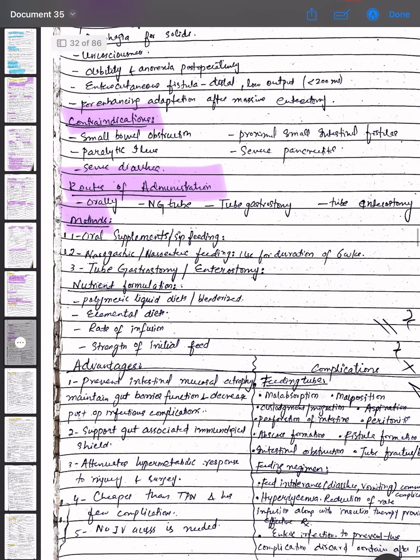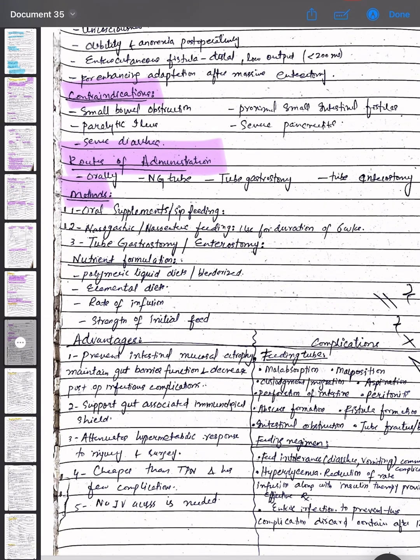These are oral supplements or sip feeding, nasogastric or nasoenteric feeding, used for a duration of 6 weeks. Tube gastrostomy and enterostomy are the routes of administration, or methods of administration, for enteral feeding. Nutrient formulation: polymeric liquid diets or elemental diet, rate of infusion and strength of initial feed. How will we formulate the nutrition? By liquid diet, by elemental diet, by rate of infusion and strength of initial feed.